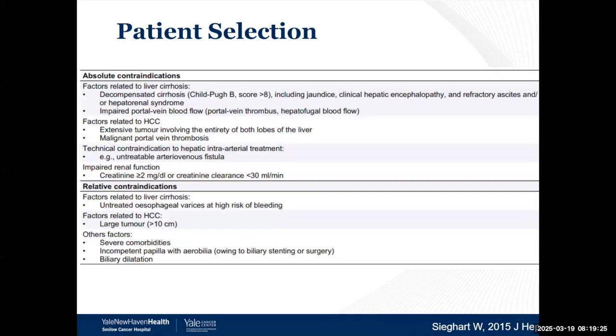You need to really understand here the patient selection and where we stand in absolute contraindications and relative contraindications. So in terms of contraindications, decompensated cirrhosis, including jaundice, clinical hepatic encephalopathy, those are all things that you should not have in a patient that starts a TACE. Then factors related to HCC, definitely extensive tumors involving the entirety of both lobes are a no-go. Malignant portal vein thrombosis centrally is also a no-go. Peripherally, it is still a go.